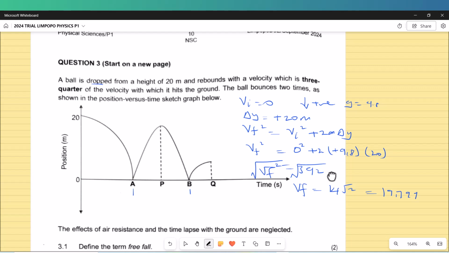Bouncing is 3/4. So what is our velocity for hitting the ground? Next, from my calculator, I'm talking about the upward motion from this point to the maximum height. Now for this upward motion, my V initial is going to be 3/4 times the velocity for hitting the ground, which is 14 root 2.